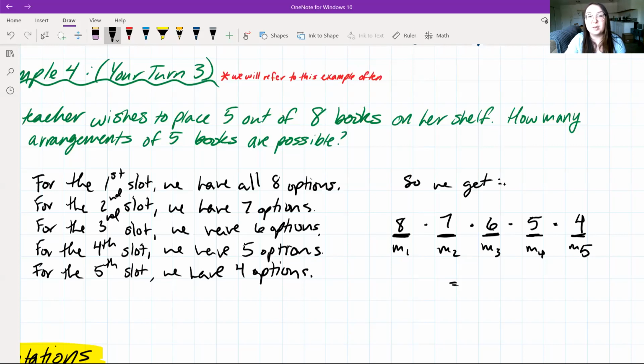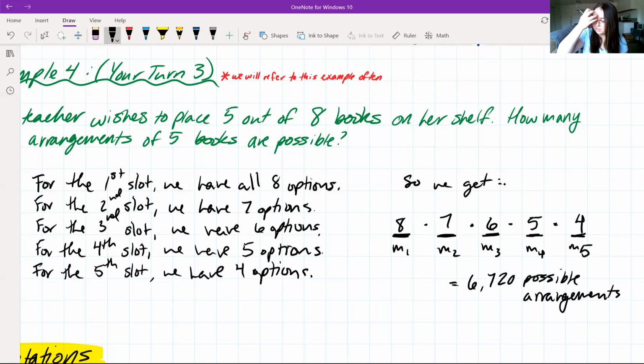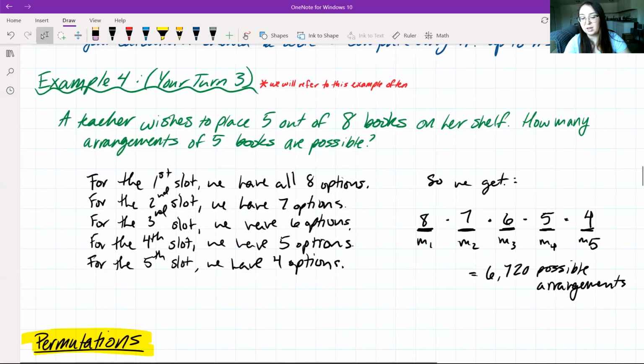So it's not a factorial because we don't go all the way down to 1. We just go to 4. So when we write this, we just write 8 times 7 times 6 times 5 times 4. That's it. So we multiply these values together, which I highly encourage that you do on your own. And you should get 6,720 possible arrangements. So this is our number of possible arrangements for having 8 books that we could have chosen for 5 slots.